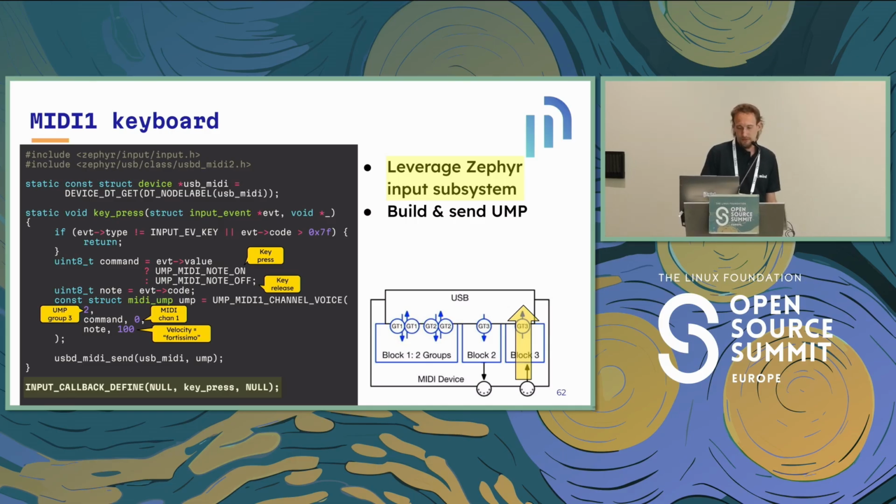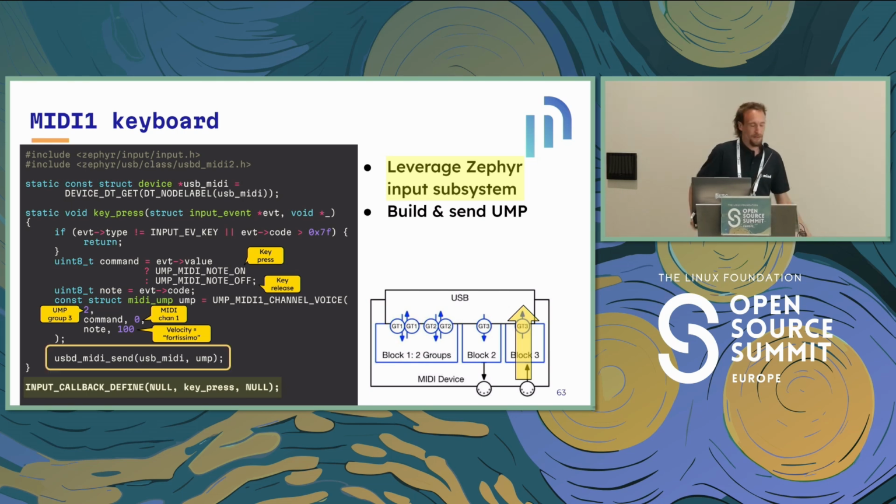Then we can use the macro UMP MIDI1 channel voice to create the UMP packet for us. We can set it to UMP group number 3, which is 2 for us programmers, on MIDI channel 1, which is 0 for us programmers, and we can set an arbitrary velocity here, 100 out of 127. It's quite fortissimo, I would say. And then finally, we just send it to the host, and it will be conveyed over USB.